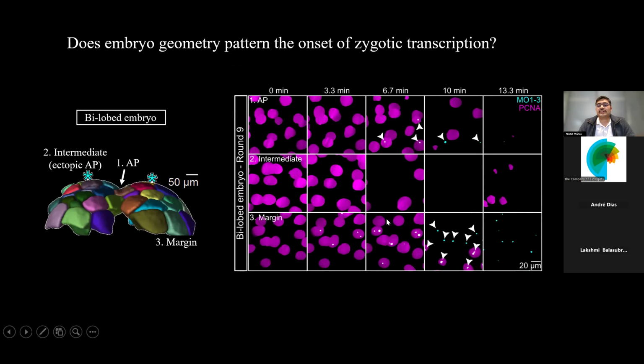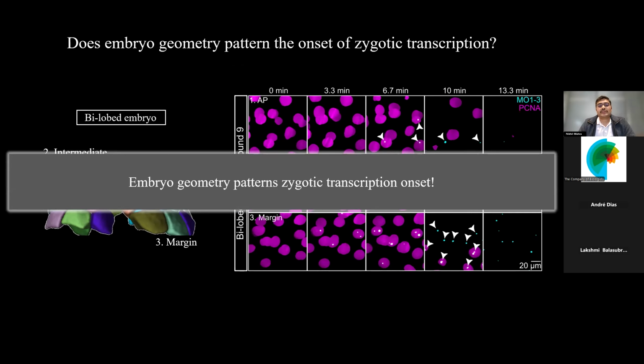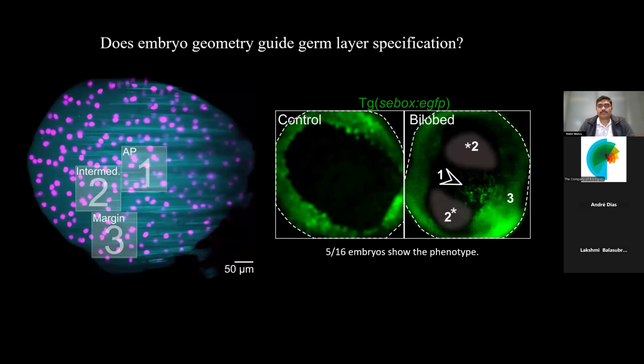As you can see here, whereas the margin is still the first one to activate zygotic transcription, instead of the intermediate being the second one, it is the original animal pole, where the cells are now smaller and also cycle slower, that initiates zygotic transcription first. So it is indeed embryo geometry that patterns zygotic transcription onset.